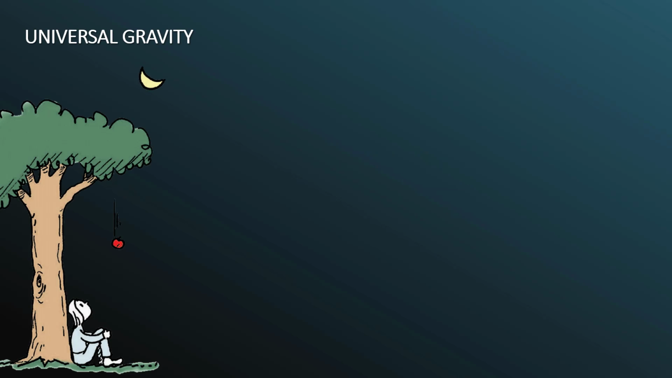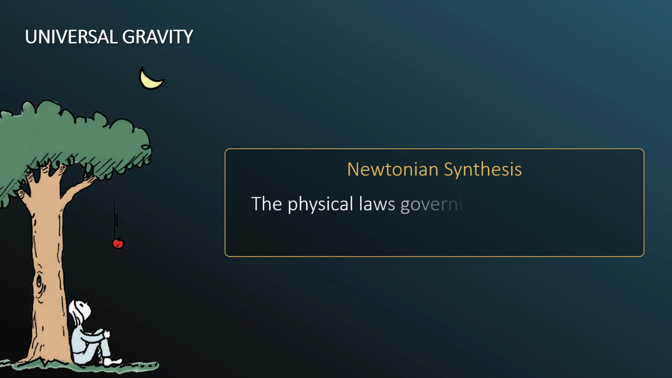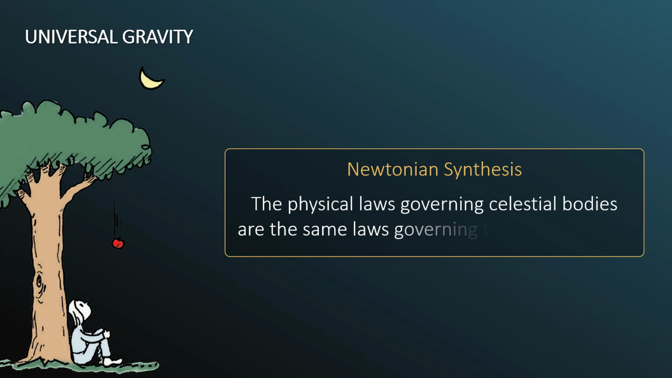Legend has it that Isaac Newton was sitting under an apple tree when the idea struck him that what pulls apples from trees is the same force that keeps the moon circling the Earth. This leads us to the Newtonian synthesis. The physical laws governing celestial bodies are the same laws governing terrestrial bodies. This synthesis provided hope that other natural phenomena followed universal laws, and this ushered in the Age of Enlightenment.